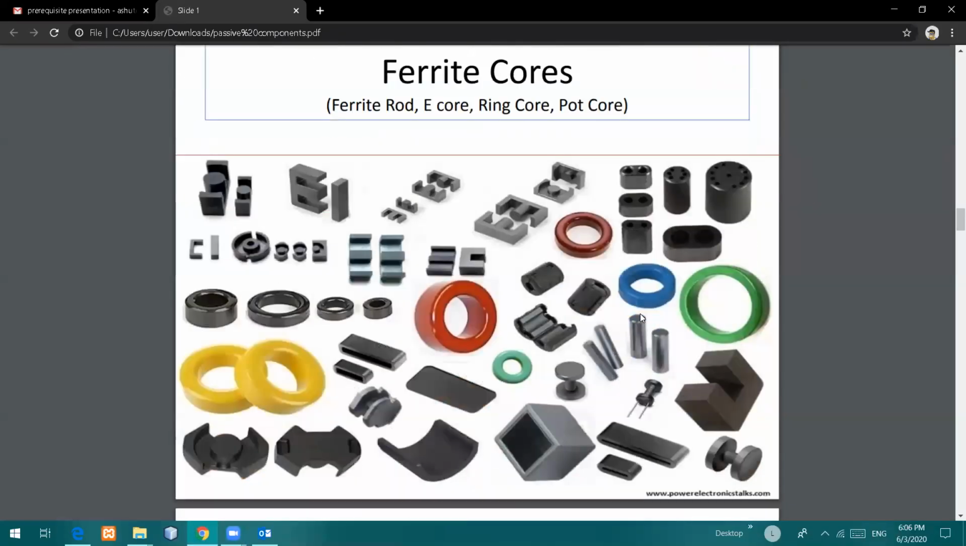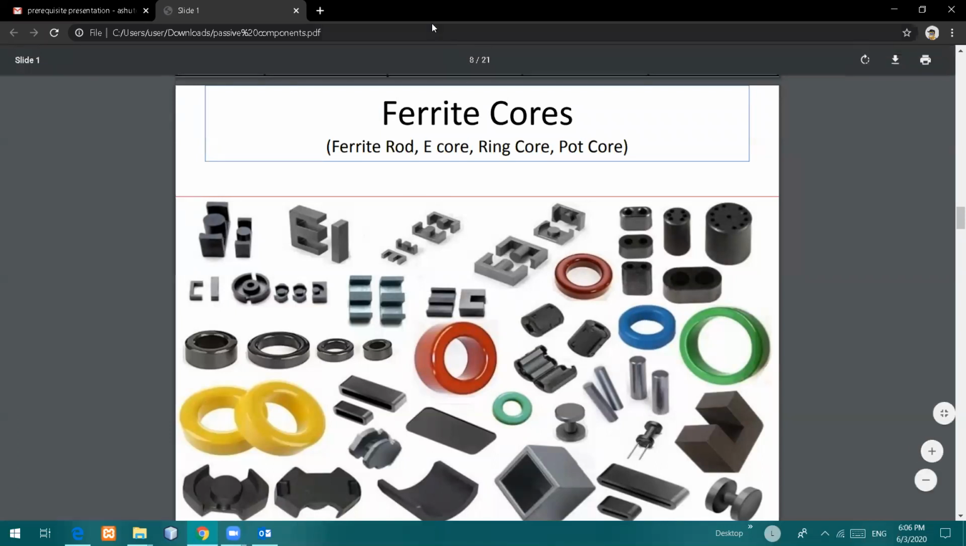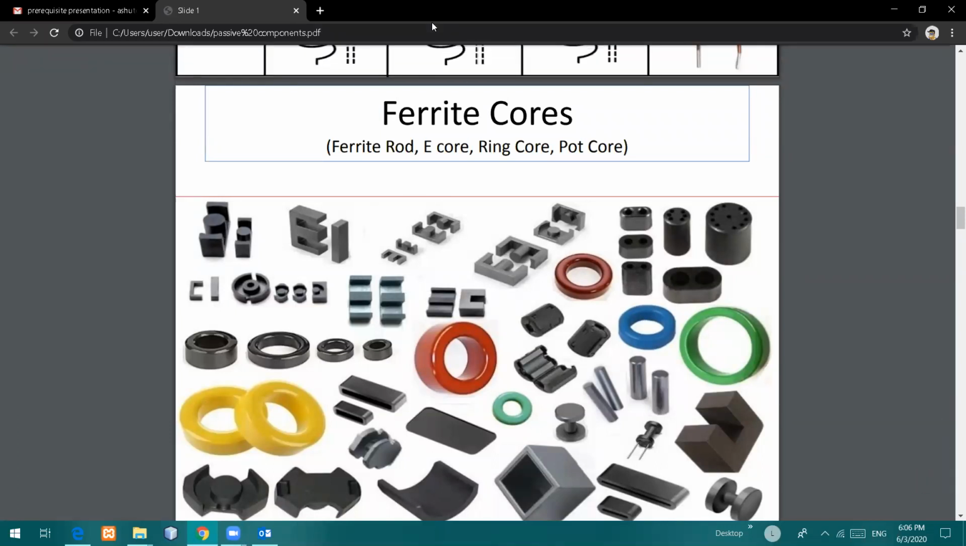Let us go ahead. Next, here in the ferrite core, let us see the photographs of the ferrite core. Here you can see the photographs of ferrite core.